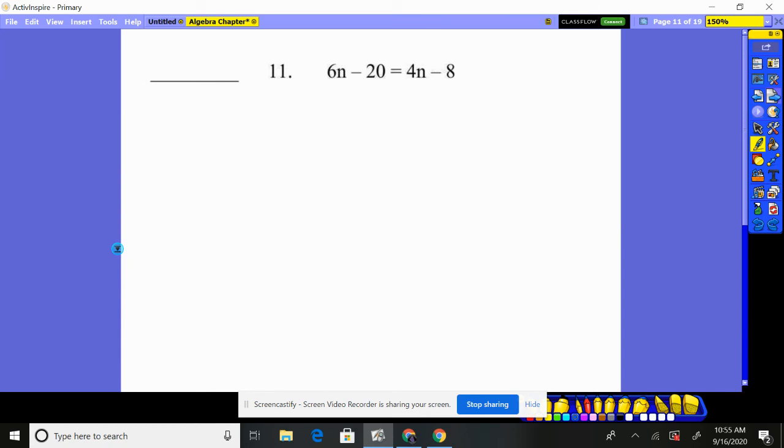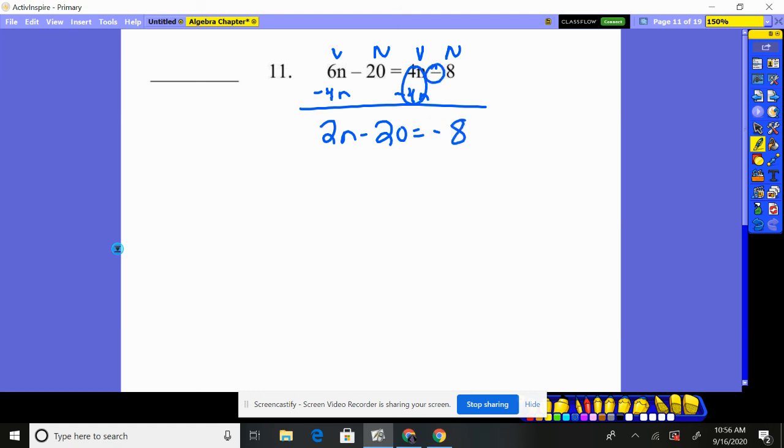Final one here, variable number, same thing as always. Let's move the variables to one side. 4n or 6n, who's going to move? Doesn't really matter, but it's easiest to me if you always move the smaller variable. Not the smaller number, but the smaller variable piece. So it's 2n, take away 20 equals, that went away. Now pay attention, it's not 8, it's a what? Negative 8. That's a mistake that will occur.